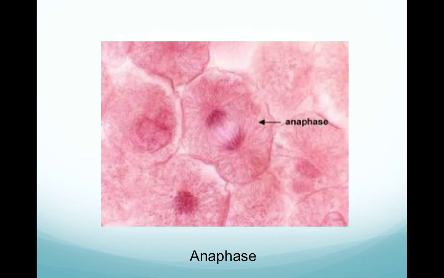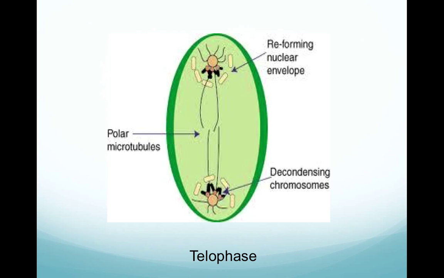Here's another picture, kind of at the tail end of anaphase. You can see the chromosomes have separated and are moving towards opposite ends of the cell. In telophase, the nuclear envelope reforms around the newly produced daughter nuclei, and the chromosomes revert to their uncondensed form.